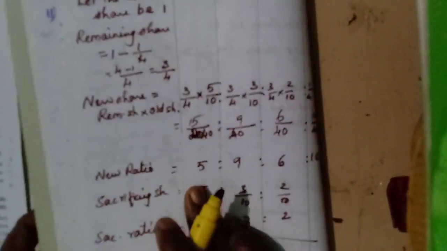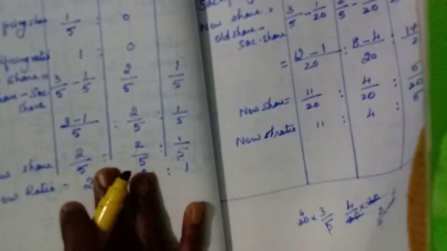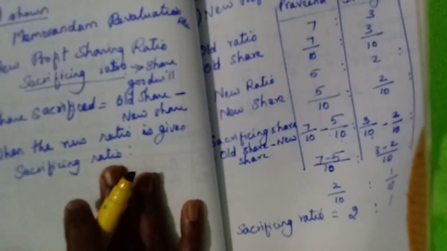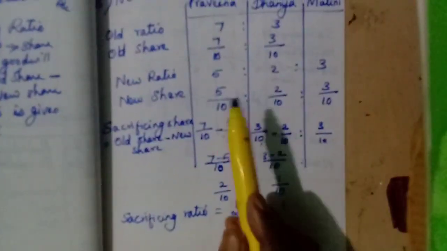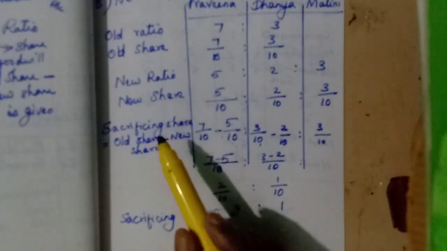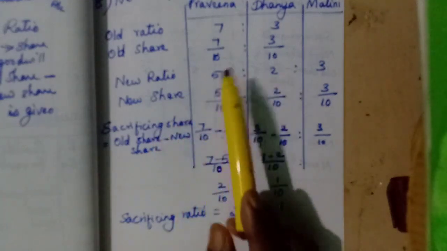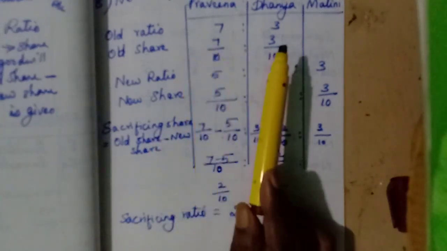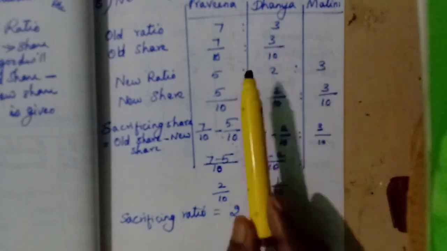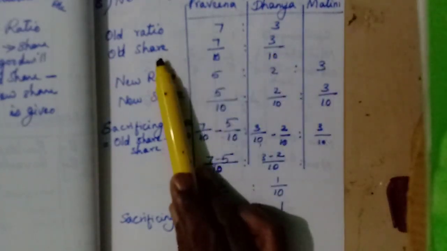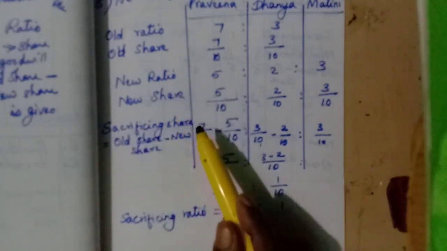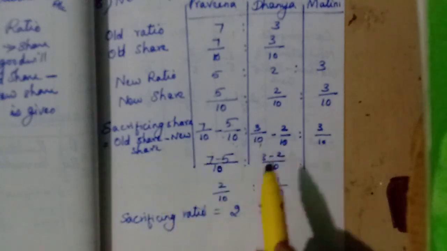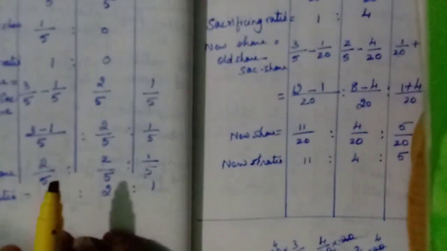Okay. We will have one, all the ratio, how the new profit sharing ratio is calculated. Sacrificing ratio, new profit sharing ratio is given. Okay. Old ratio given, new ratio given. We have to calculate the sacrificing ratio: old share minus new share. Very easy one. Okay. Next one.